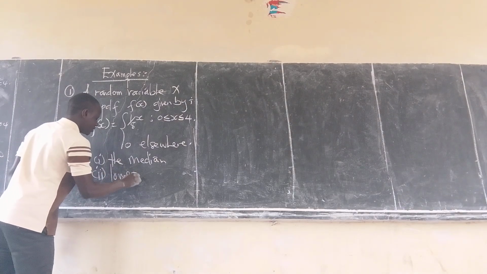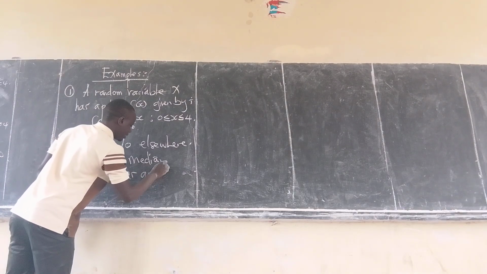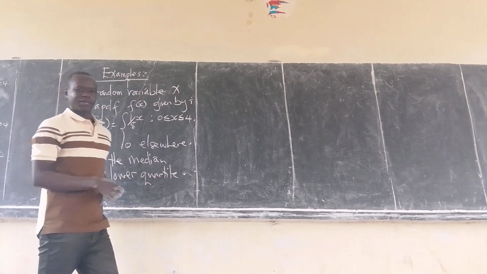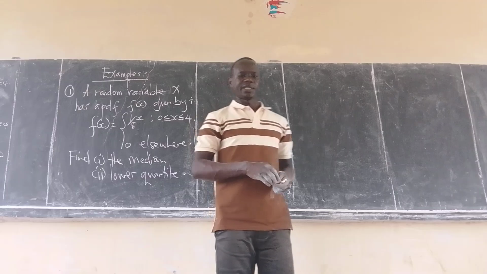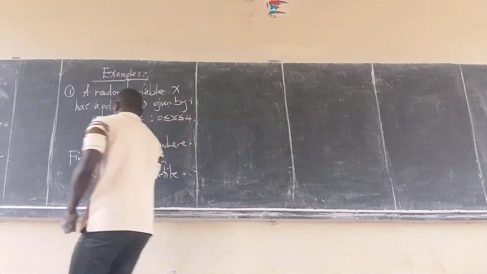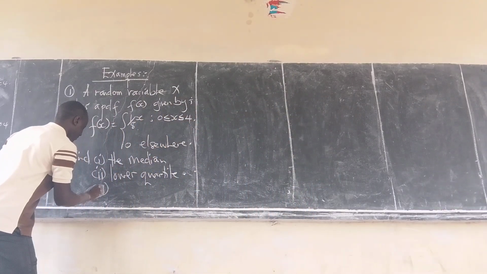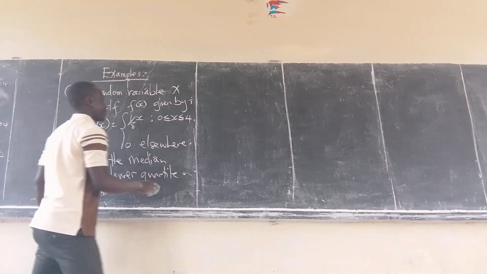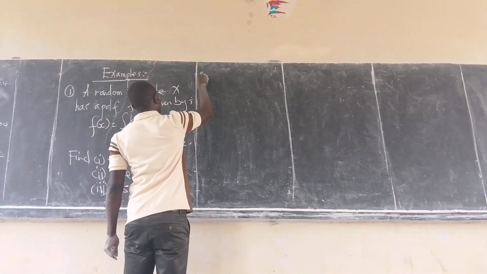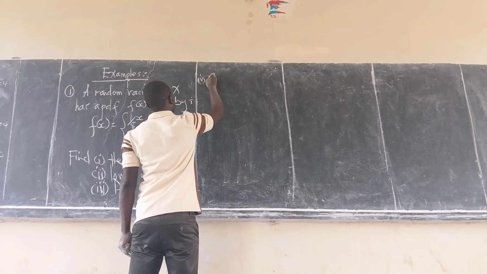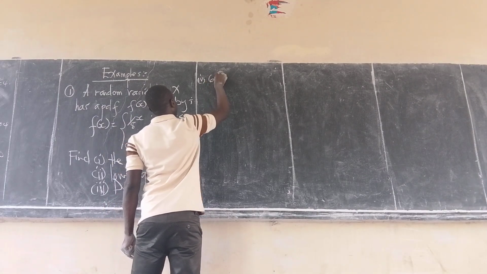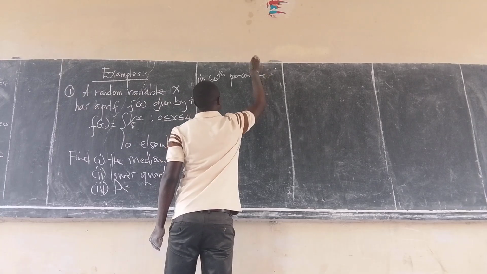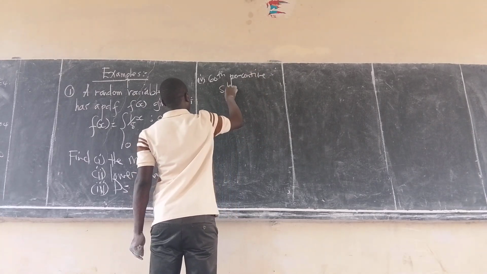Roman 2, the lower quartile. Now, having found the median and the lower quartile, I guess the class has the picture of how you can calculate Roman 3, D5, then in Roman 4, the 60th percentile. Solution.